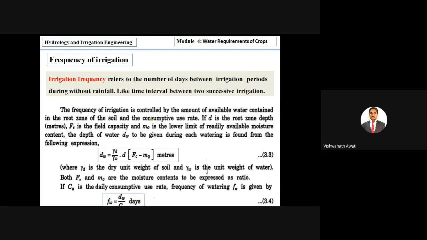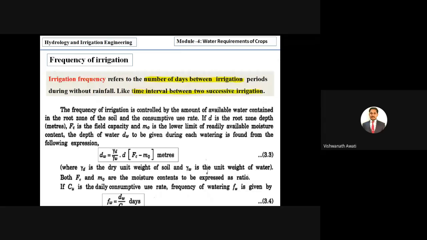So first we should understand what we mean by frequency of irrigation. Frequency of irrigation refers to the number of days between irrigation periods without rainfall. So it is the number of days between irrigations, or the time interval between two successive irrigations.